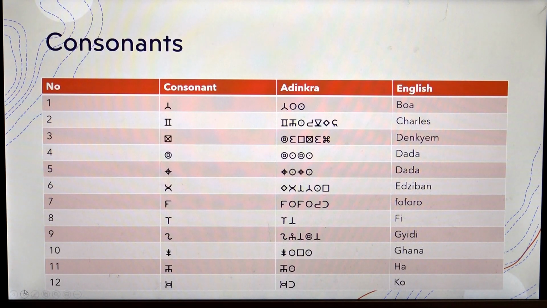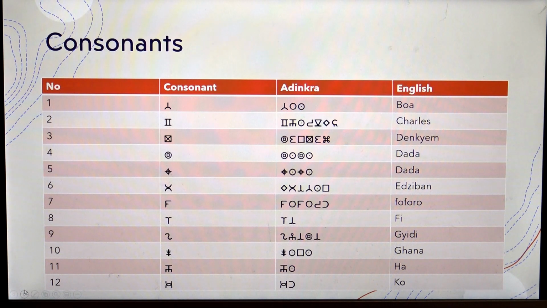And for the consonants, the first one is B, which is be, as in bua. Bua means help, as in bua me, help me. The C character is only used in borrowed words. For instance, my first name is Charles, and you use the C character for that.